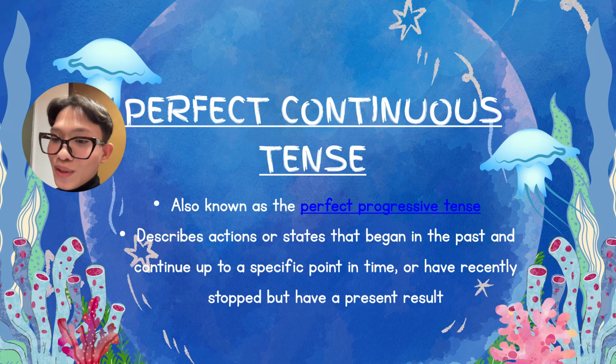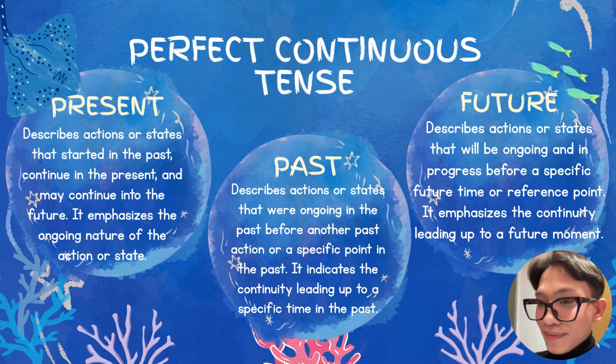The perfect continuous tense, also known as the perfect progressive tense, is used to describe actions or states that began in the past and continue up to a specific point in time, or have recently stopped but have a present result. The perfect continuous tense is also divided into three parts, namely the present perfect continuous tense, the past perfect continuous tense, and finally the future perfect continuous tense.